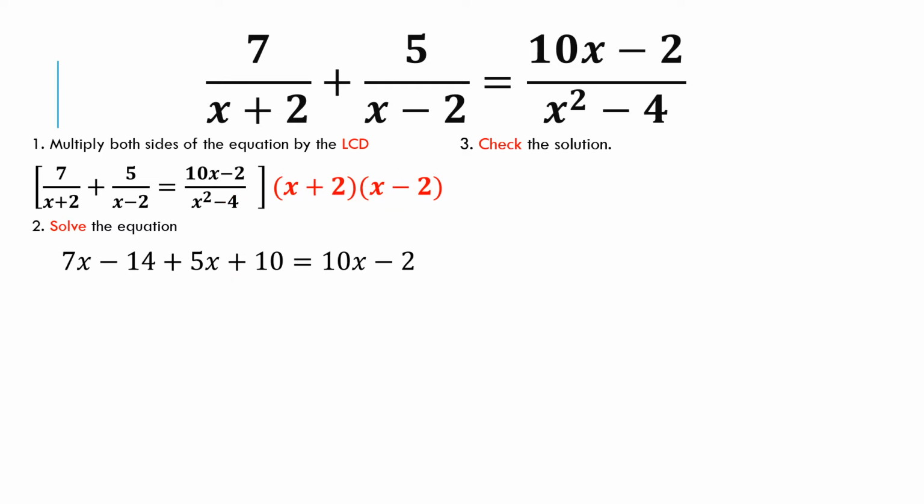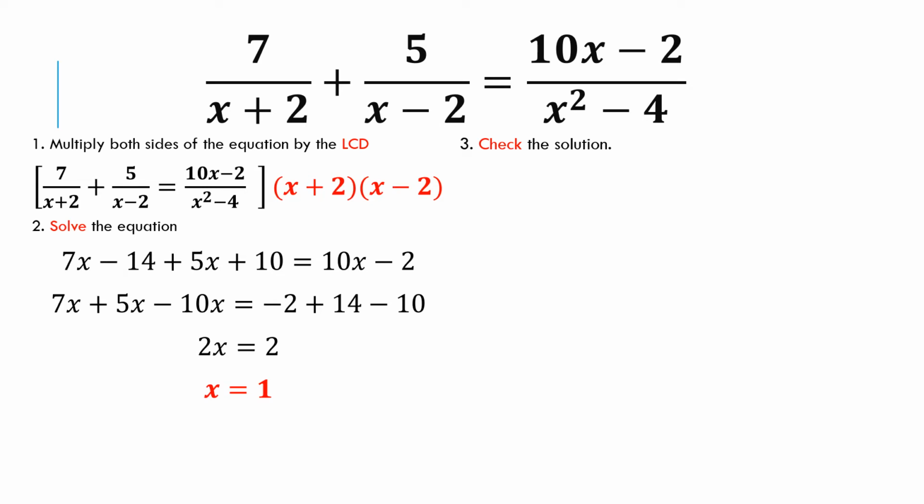7x minus 14 plus 5x plus 10 equals 10x minus 2. What we're going to do is to combine like terms. Combine all the same terms. We have 7 plus 5 minus 10. Ang labas is 2x and then sa other side is 2. Solve for x. The answer is 1.